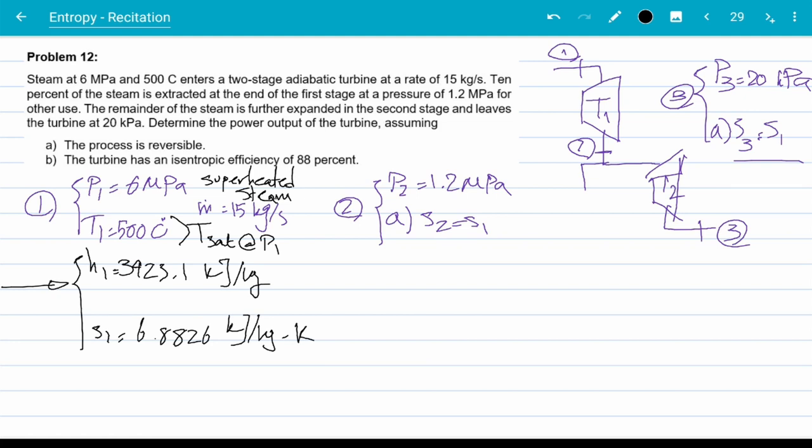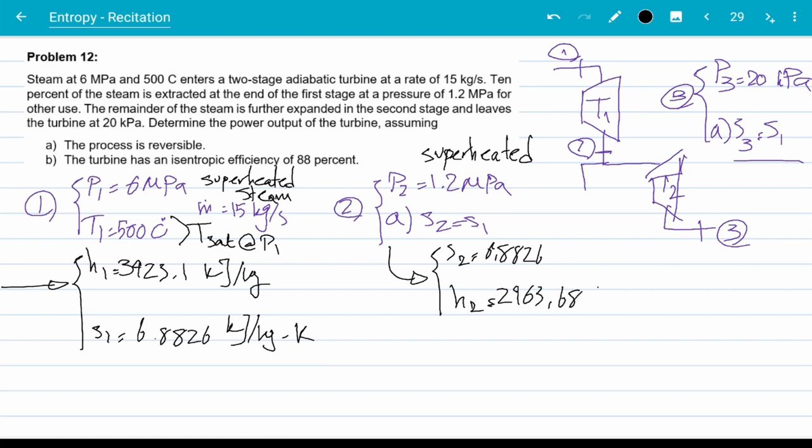State 2, I'm going to check the S2, which is equal to S1, with the Sg at pressure 1.2 megapascals. I will conclude that we are still dealing with superheated. So I can use the superheated tables again. S2 is 6.8826 because it's equal to S1. Now H2, we don't have the exact number for S2, 6.8826, so we need to interpolate. Now if we do that, I get that H2 is 2,963.68 kilojoules per kilogram. Okay, so I have H1, I have H2, now I need to find H3.